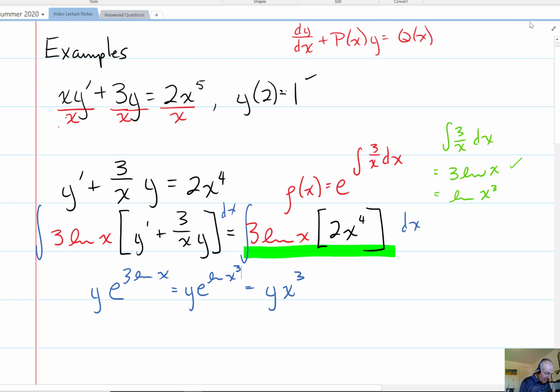So let's see if we can do this. Right now this is where we're at. We're just at y x cubed equals this right hand side. So I'm just going to box that off so we don't lose our progress. That's where we're at.